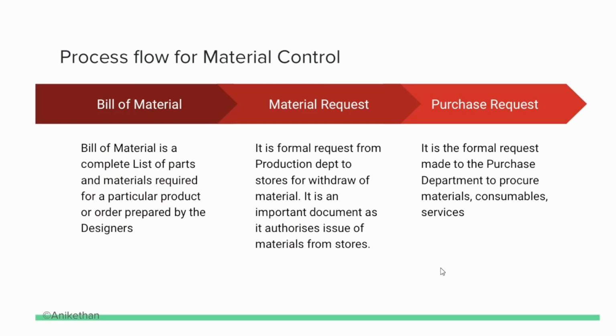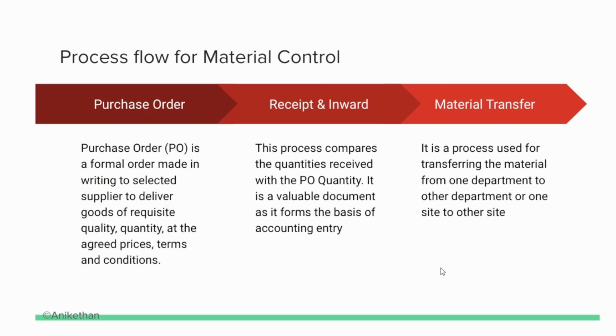So bill of material, the definition is list of parts and materials required. Material request is a formal request from the production department to the stores. Purchase request is from the planner to the purchase department. Purchase order is from the purchase office to the supplier. Then a material transfer note is required to transfer material from one department to another department.